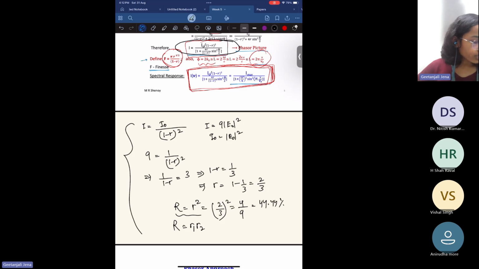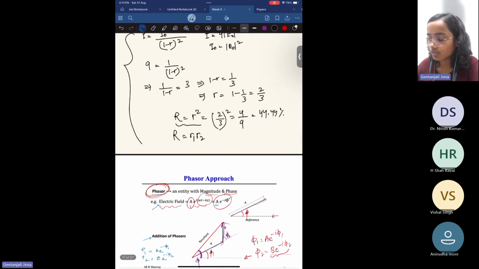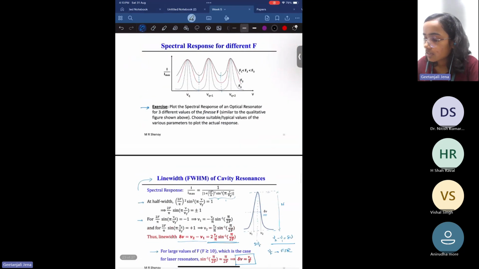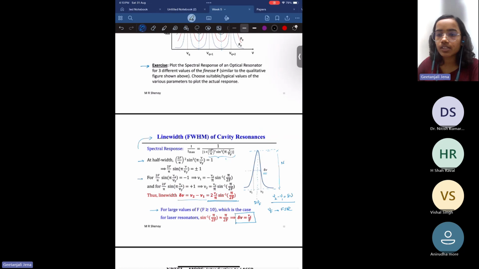So in the last class, we were discussing the resonant frequency, what the standing modes are in a plane mirror resonator, what the free spectral range is, how it depends on the length of the resonator, and the phasor diagram. So we have seen the cavity resonance. It has a symmetric intensity profile. The relation of the intensity is given as I divided by I max is 1 by 1 plus (2F by pi) square sin square (pi nu by nu F).